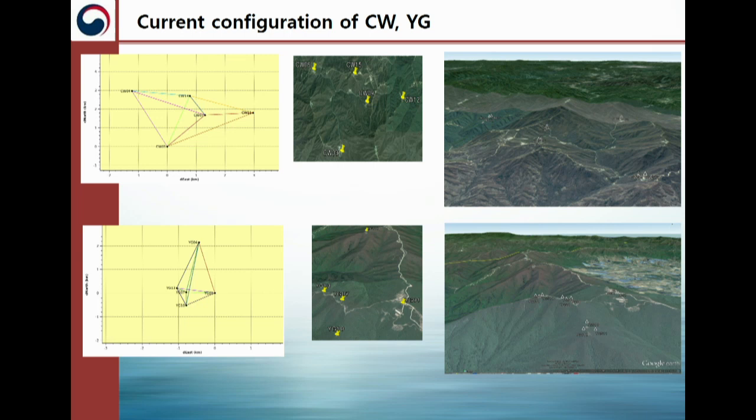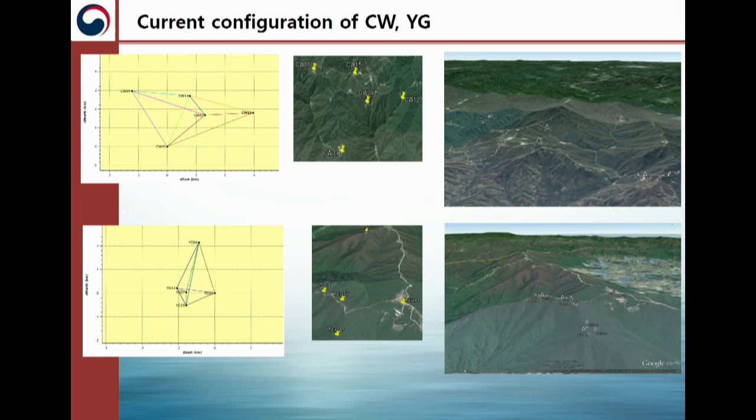And if you see the network and the subarrays of this configuration, for Chalwon it is like 3 by 5 kilometers, and if you see the lower Yanggu station, it's like 1 by 3 kilometers. So the azimuth configuration is not identically designed to get the signal. So this is our weakness.